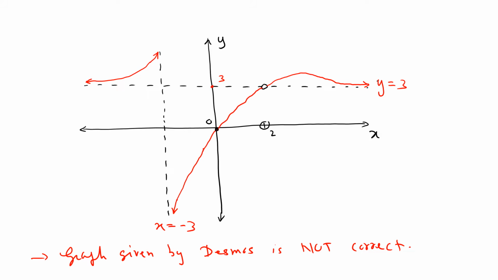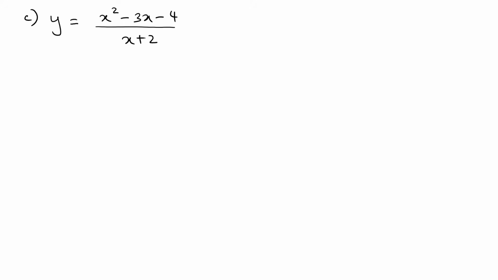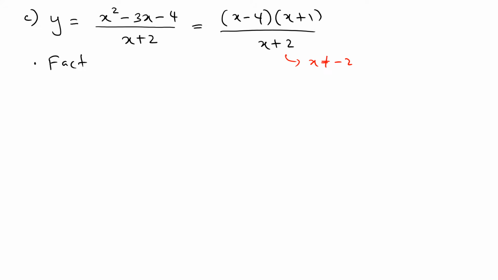So let's go to the last problem of this type. So we have y equal x squared minus 3x minus 4 divided by x plus 2. Again, as the first step, what we always do, we look at the factorization. So it is x minus 4, x plus 1 divided by x plus 2. And then x plus 2 says that x cannot be equal to -2. Okay, good. So the factoring is done, and we're going to go for the domain.